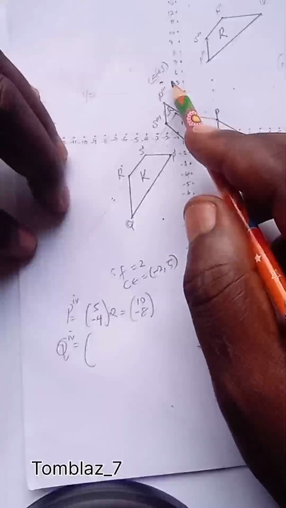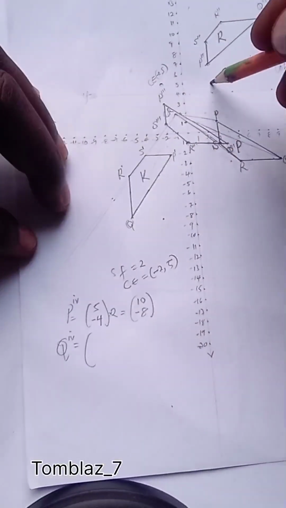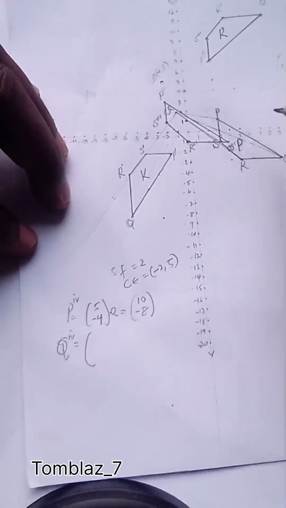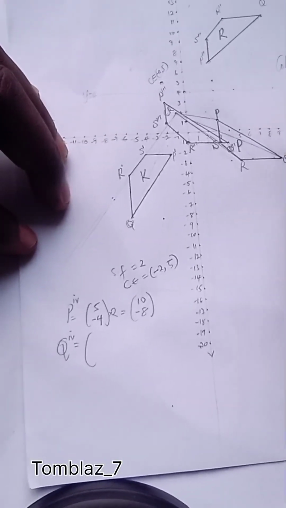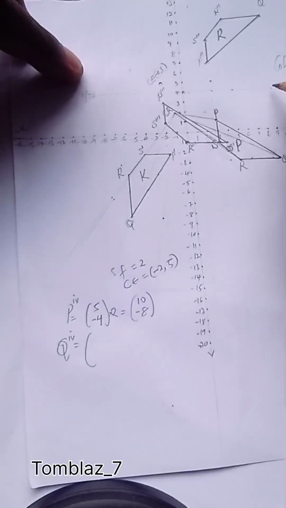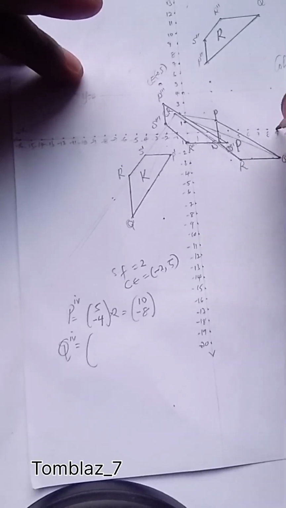So we move 1, 2, 3, 4, 5, 6, 7, 8, 9, 10, 11. So it's 11. Horizontally it's 11. Then vertically, let's start counting vertically. Let's count down. 1, okay, from here.